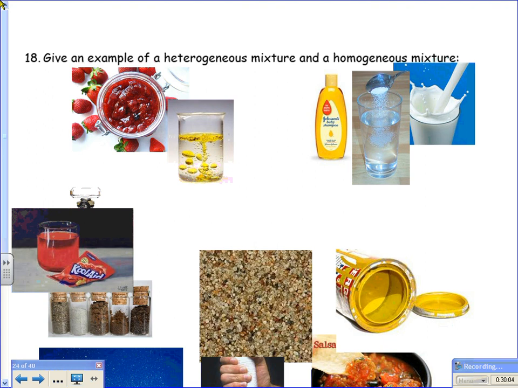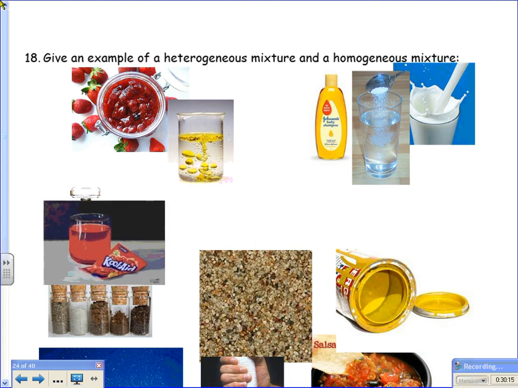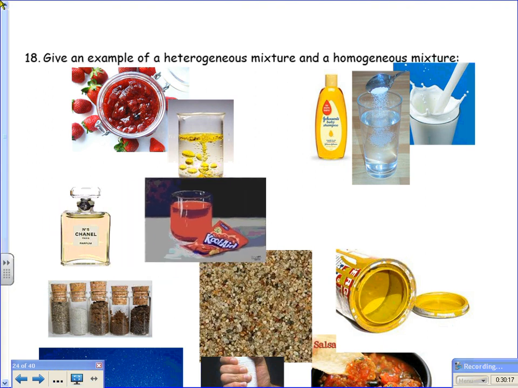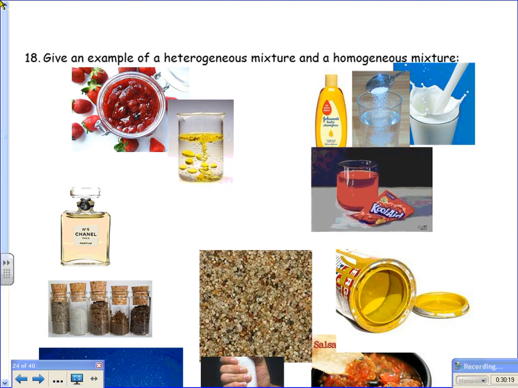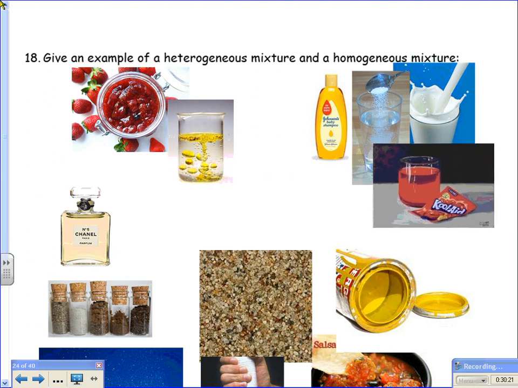Kool-Aid starts in a package. When it's in the package, you can see the parts. You can see pieces of sugar and darker colored flavor crystals and so on. But when you mix that together in a cup of water, it is homogeneous. We can no longer see all of those little particles.